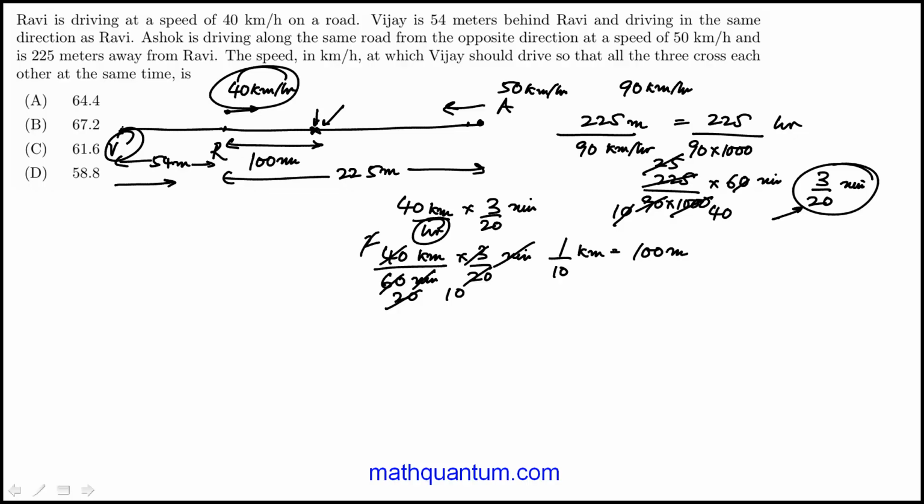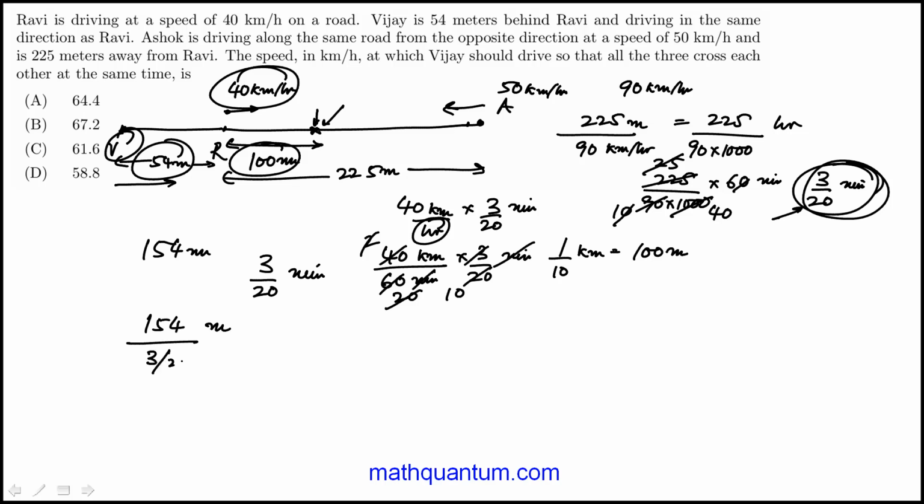So the condition really is Vijay needs to travel 100 plus that distance, 154 meters, in that same time, which is 3 over 20 minutes. So I can find a speed in meters per minute. So that's 154 times 20 over 3. And then I have to convert this into kilometers per hour.